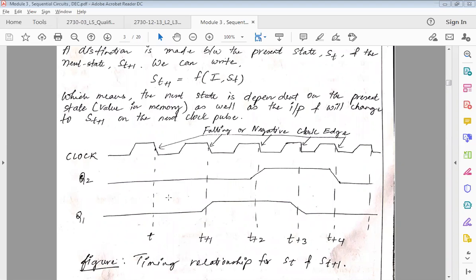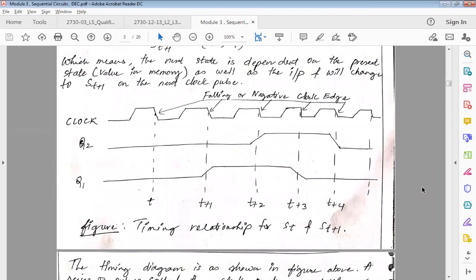I will divide my time into even slots: t, t plus 1, t plus 2, 3, 4, till t plus n. These are my time durations, and as my input passes, Q1 and Q2 pass, so these are my signals. Next, we can see what is going to happen.